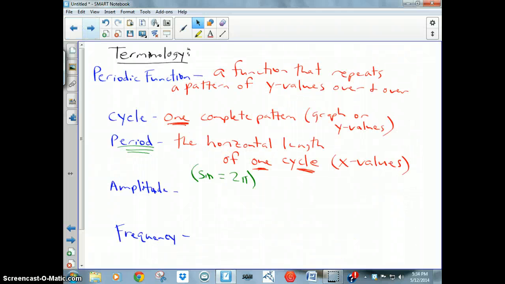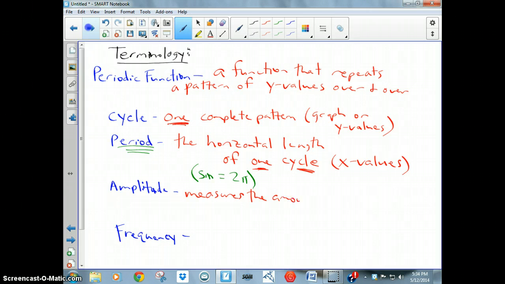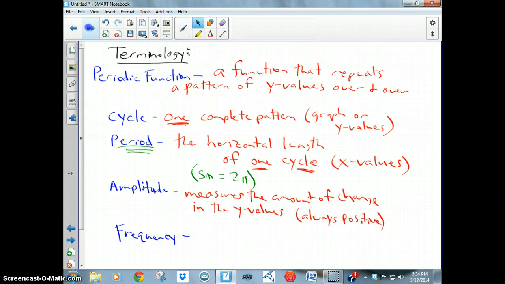Which brings us to amplitude. Amplitude is basically the y value. Amplitude measures the amount of change in the y values. And amplitude is always positive. Always. It's never a negative number. Okay? And the formula for amplitude that I want you to write down in black is maximum minus minimum divided by 2. That's how you figure out amplitude.